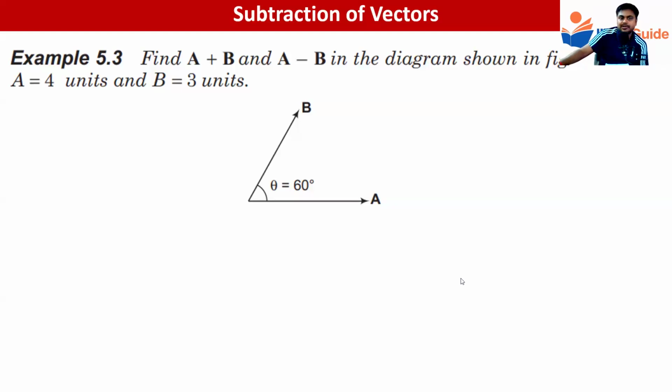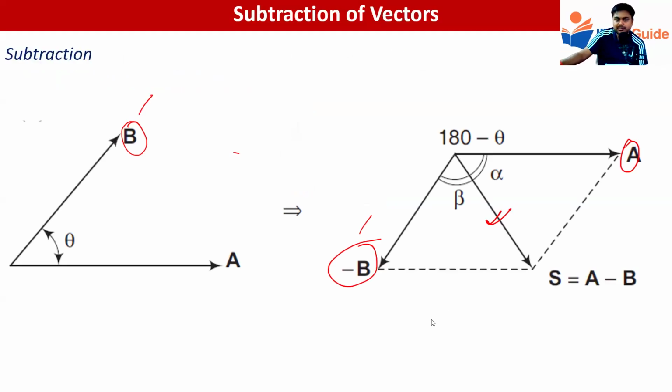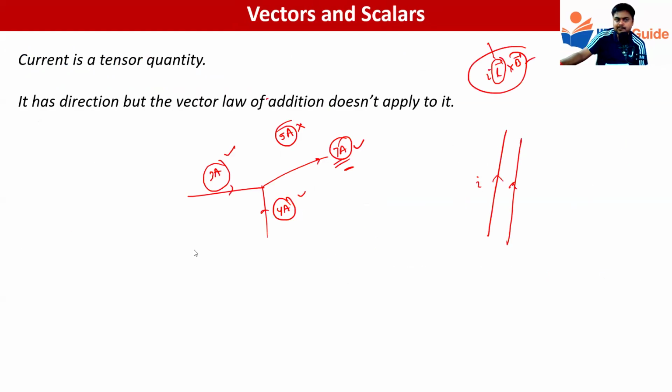Sir, what is tensor quantity? I explained it. Is it clear to you? Sujata? Tensor quantity has magnitude and direction, but the vector law of addition doesn't get applied. So therefore, it doesn't qualify as a vector, and neither is it completely scalar.